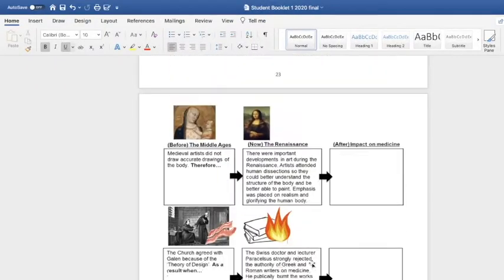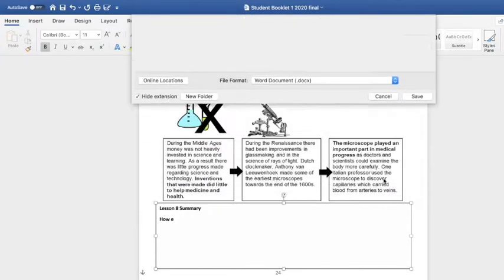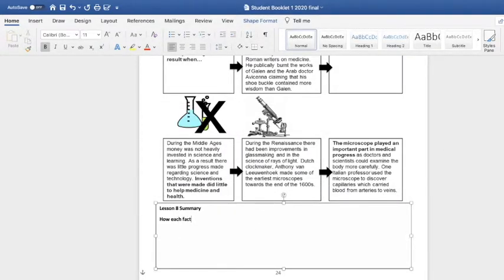Now, once you finish that, you just have to fill in your summary. And in your summary, I would like you to simply explain how each factor has played a part in the Renaissance period. I'm just going to write the instructions here.